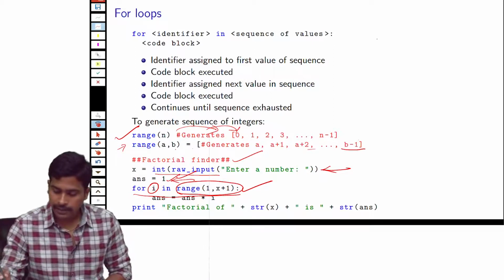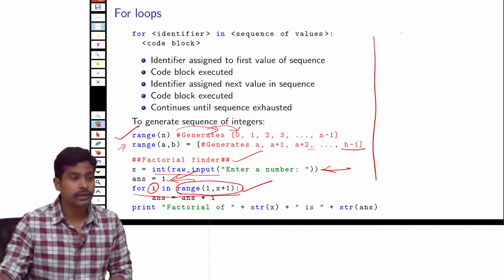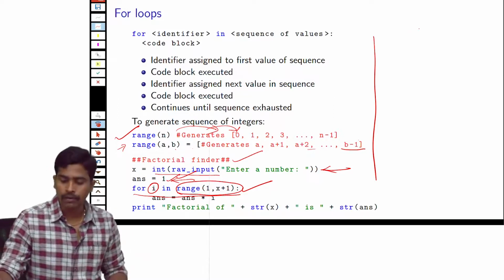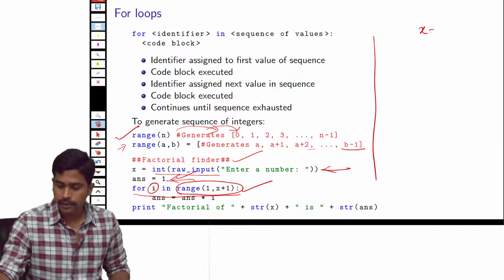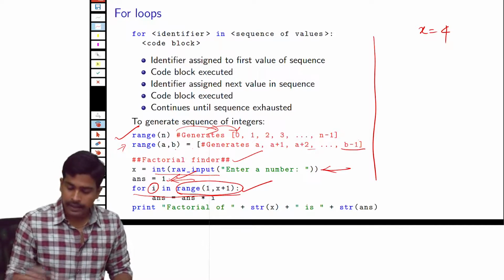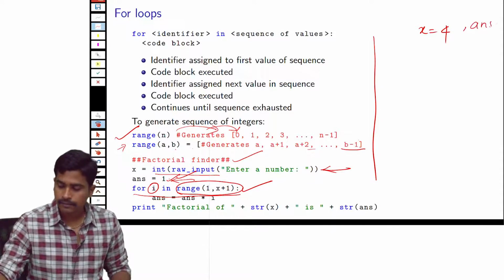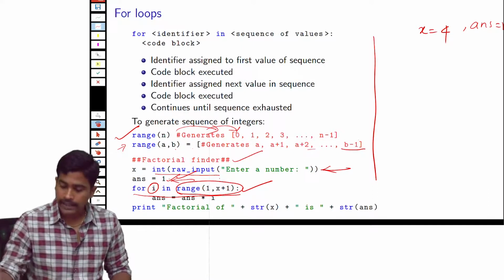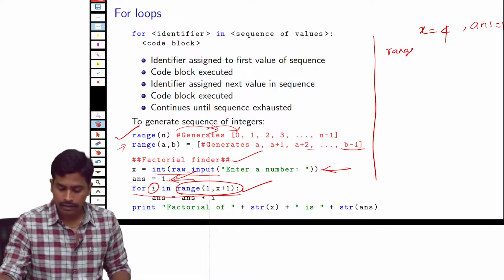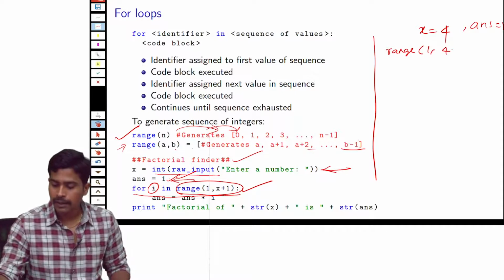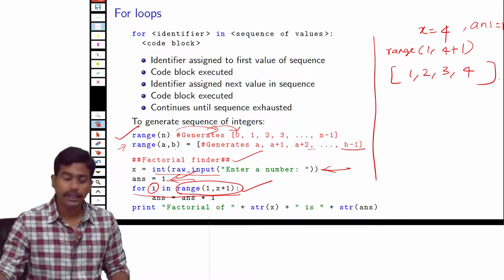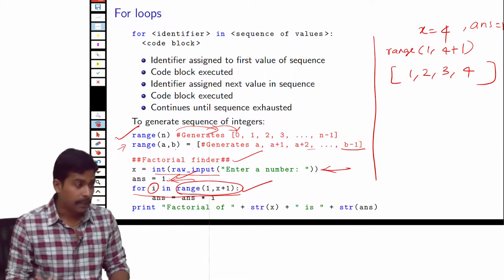Okay. So I will explain this program by using an example where we calculate the factorial of the number 4. So here x is equal to 4 and answer we have initialized to 1. So again, as I said before, the range command 1 comma 4 plus 1 will give 1, 2, 3, 4. So these are the values returned by this command.